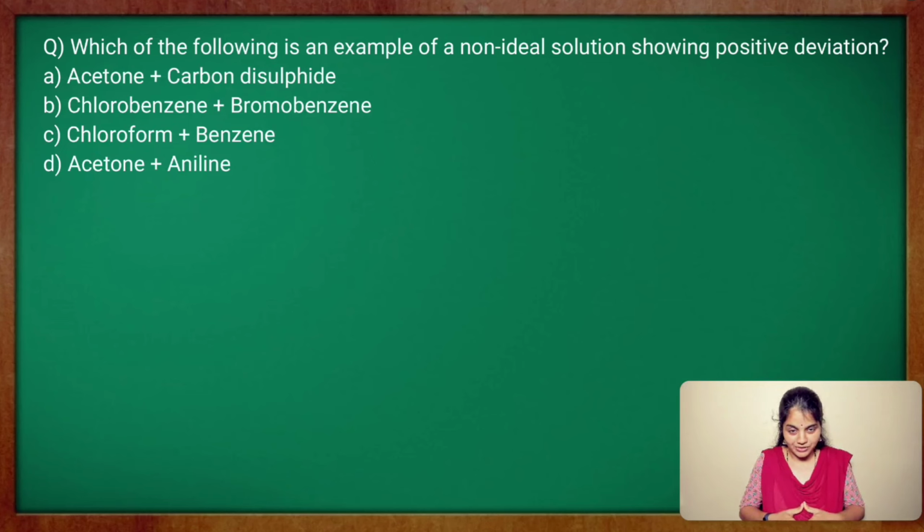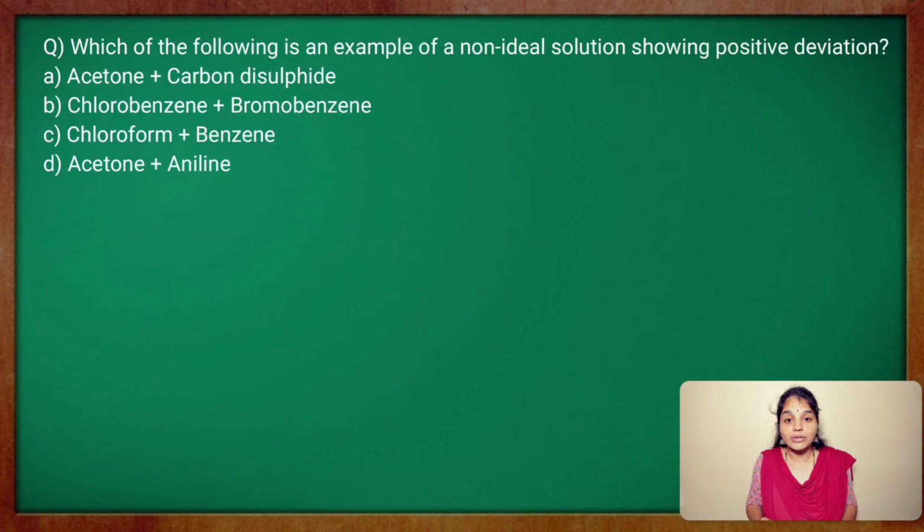So here you have a question from the solutions chapter based on ideal and non-ideal behavior of solutions. Let me check whether you can answer this particular question. The question goes like this: which of the following solutions is an example of a non-ideal solution showing positive deviation?